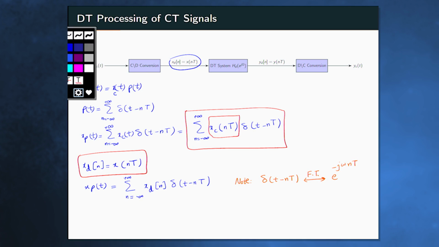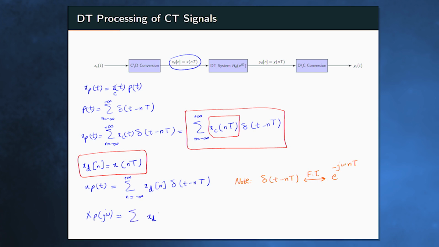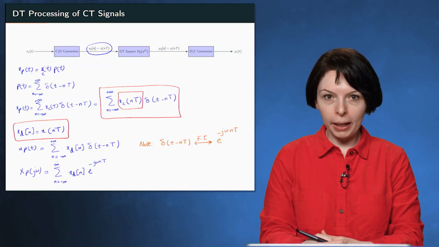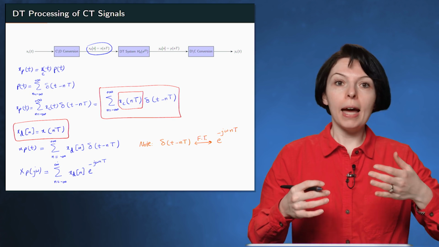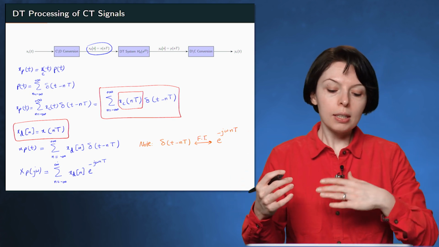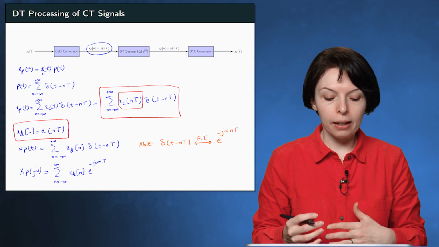Now we're ready to take the Fourier transform of each side of the last equation. The Fourier transform of xp of t is xp of j omega. It's a continuous time signal, so I use lowercase omega in the Fourier transform representation. So xp of j omega equals the sum of xd of n multiplied by e to the minus j omega nT, from n equals negative infinity to plus infinity. So I found xp of j omega, and I'm hoping to use this equation to find the relationship between xp of j omega and xd of e to the j omega. Let's proceed and see how we can do that.